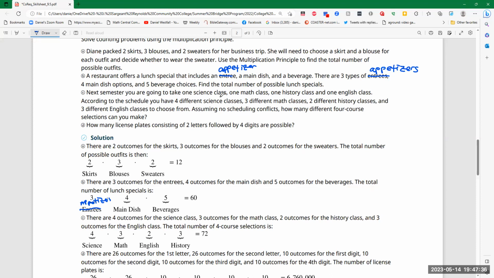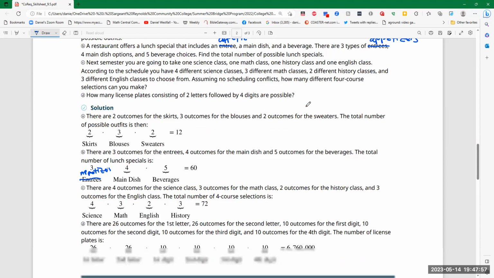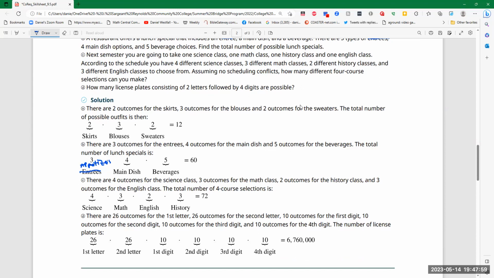Next semester, you're going to take 1 science class, 1 math class, 1 history class, and 1 English class. According to the schedule, you have 4 different science classes that you're eligible to take, 3 different math classes, 2 different history classes, and 3 different English classes. Assuming no schedule conflicts, how many 4 course selections can you make? So there were 4 science classes to choose from, 3 math classes, 2 English classes, and 3 history classes. 4 times 3 is 12, times 2 is 24, times 3 is 72.